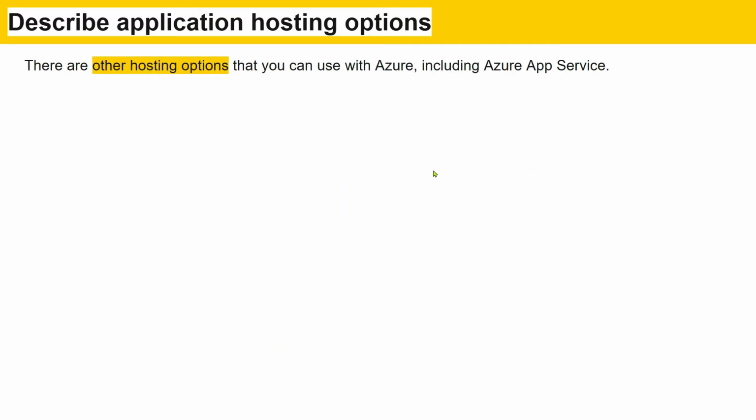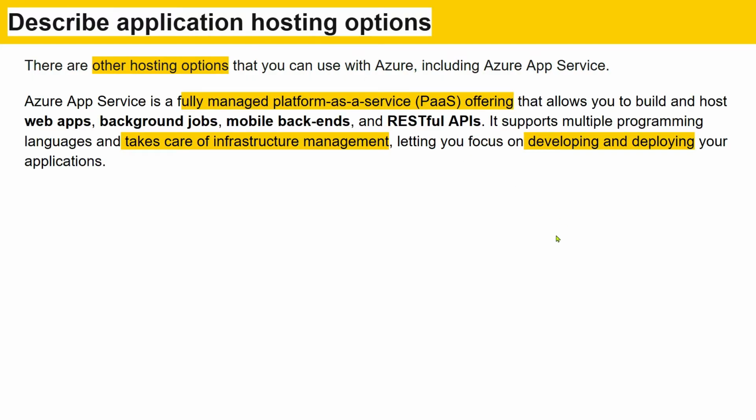There are other hosting options available on Azure. Now what are they? They are called Azure App Service. What is the name? Azure App Service. Azure App Service is a fully managed platform as a service offering that allows you to build and host web apps, background jobs, mobile backends, and RESTful APIs. So it is a fully managed platform as a service.